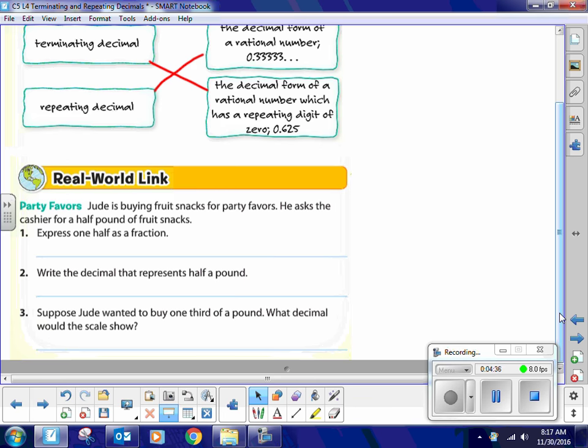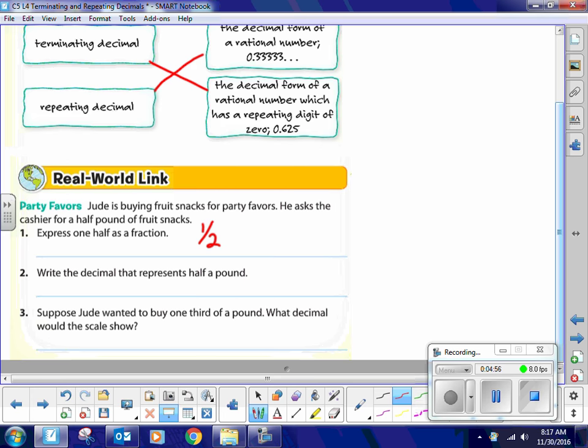All right. Real world link. Party favors. Jude is buying fruit snacks for party favors. He asked the cashier for a half a pound of fruit snacks. Express 1/2 as a fraction. You should be able to do that, right? Half looks like this. Okay? Then number 2 says, write the decimal form that represents a half pound.